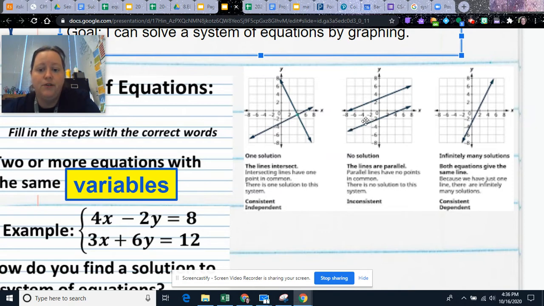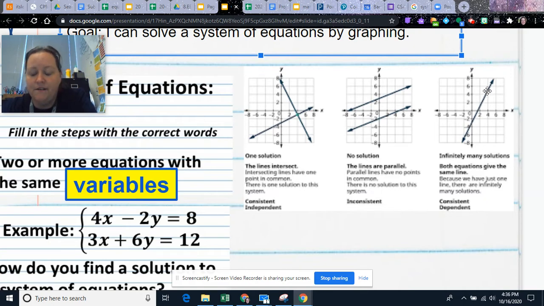However, if you graph two lines that have the same slope, what you're going to find out is that they are parallel lines. And if parallel lines are there, they will never intersect. So parallel lines means that there would be no solution. If you graph parallel lines, that's a no solution because they never intersect.